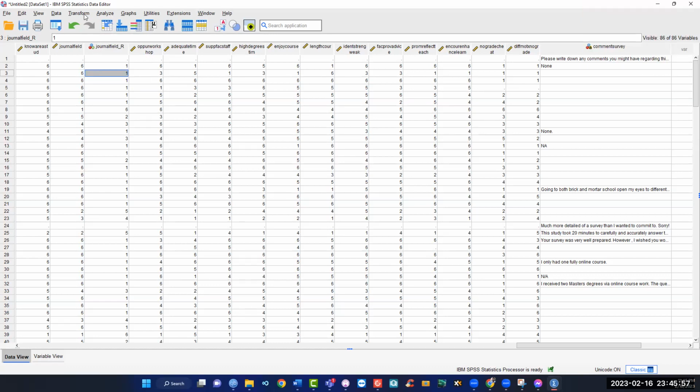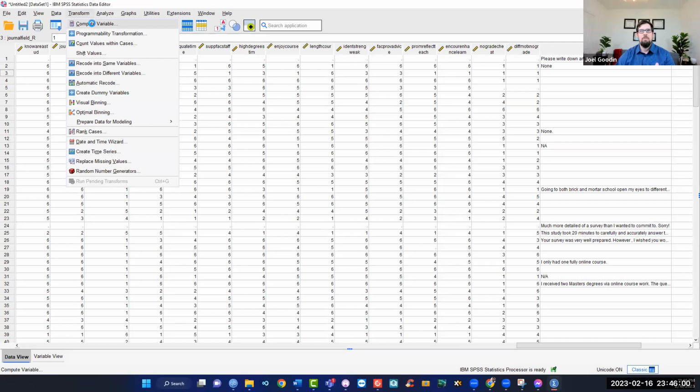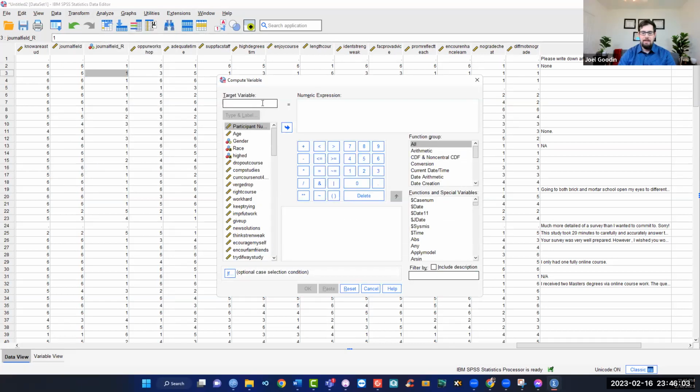So, transform, we're going to compute a variable here. And I called it tenacity, right? And let's say this was the tenacity scale. And we know that journal field R is in it. All right, now I'm going to do something here. You can do this by clicking the little buttons or just put in the plus.